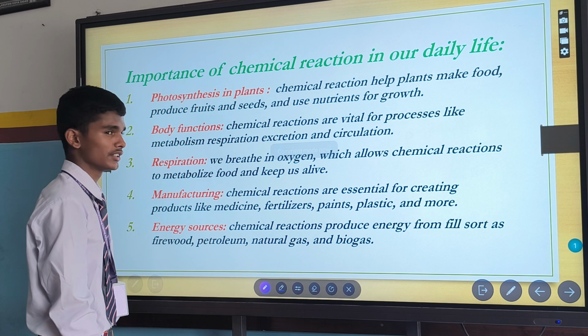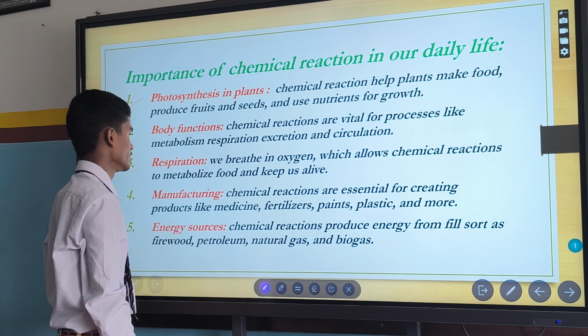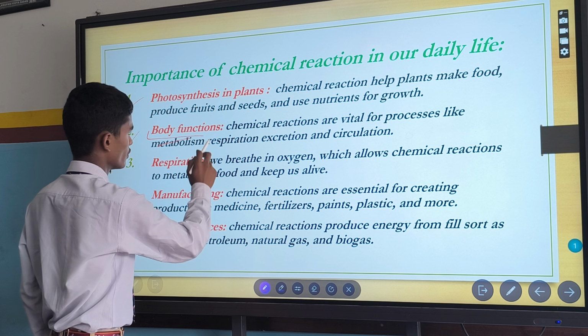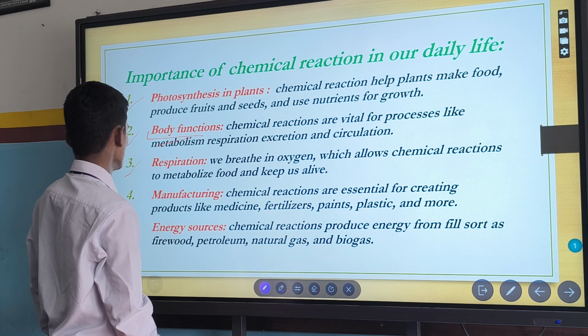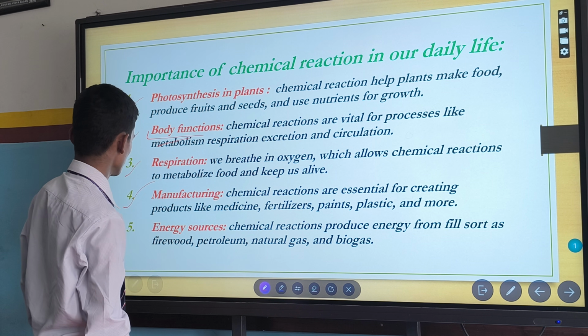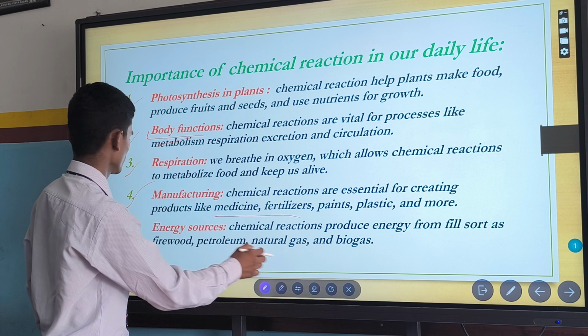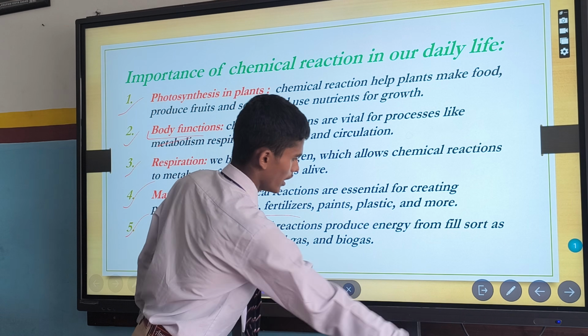Importance of chemical reaction in our daily life. It is used in plants for photosynthesis. It is used in our body for different kinds of body functions like blood circulation, excretion. It is used in respiration. It is used in manufacturing of different products like medicine, fertilizers, paints, etc. It is used in energy sources like firewood, petroleum, and biogas.